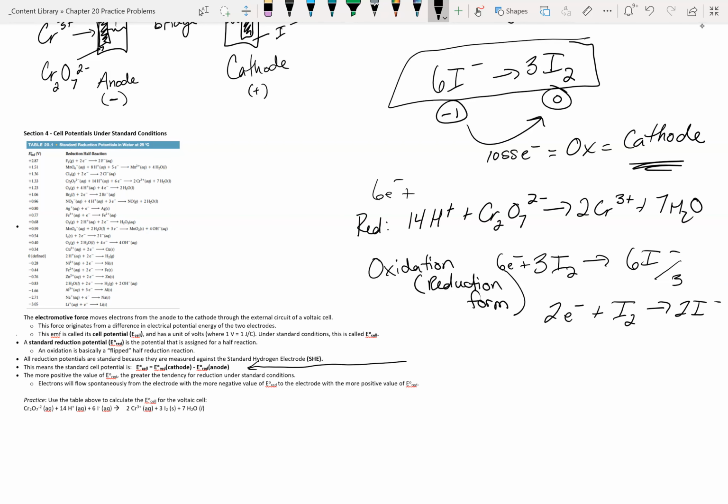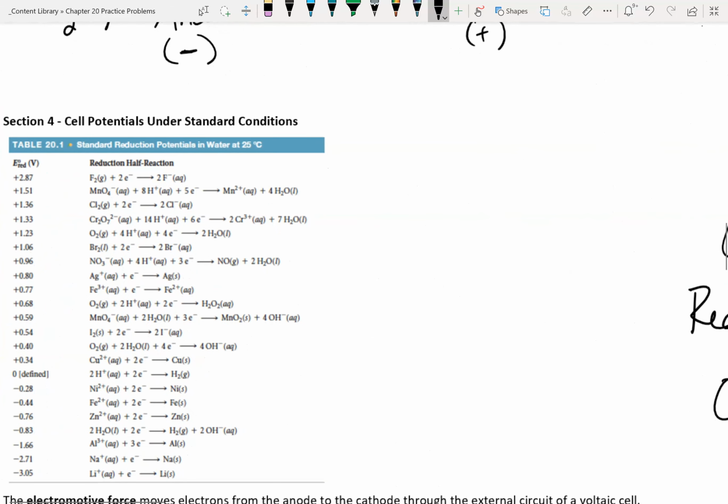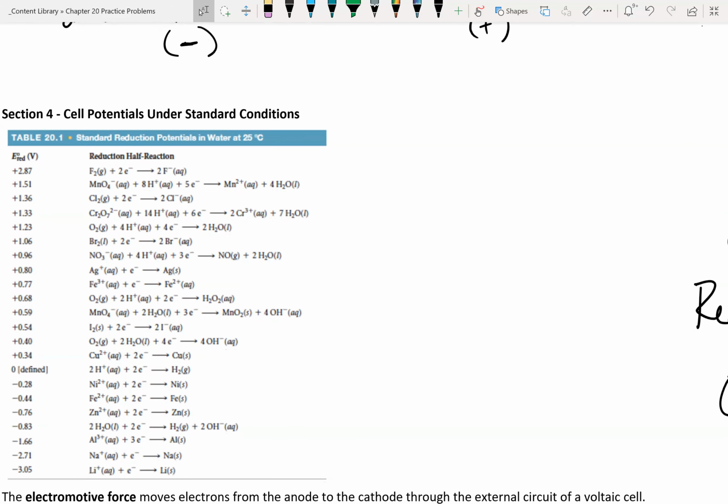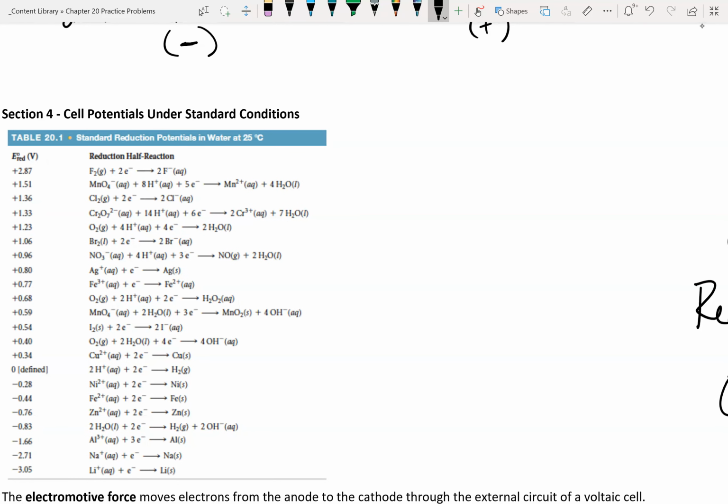Okay, so next thing is going to be to find our half reactions. So up here we have a table. I see the chromate reaction. So here's the chromate.